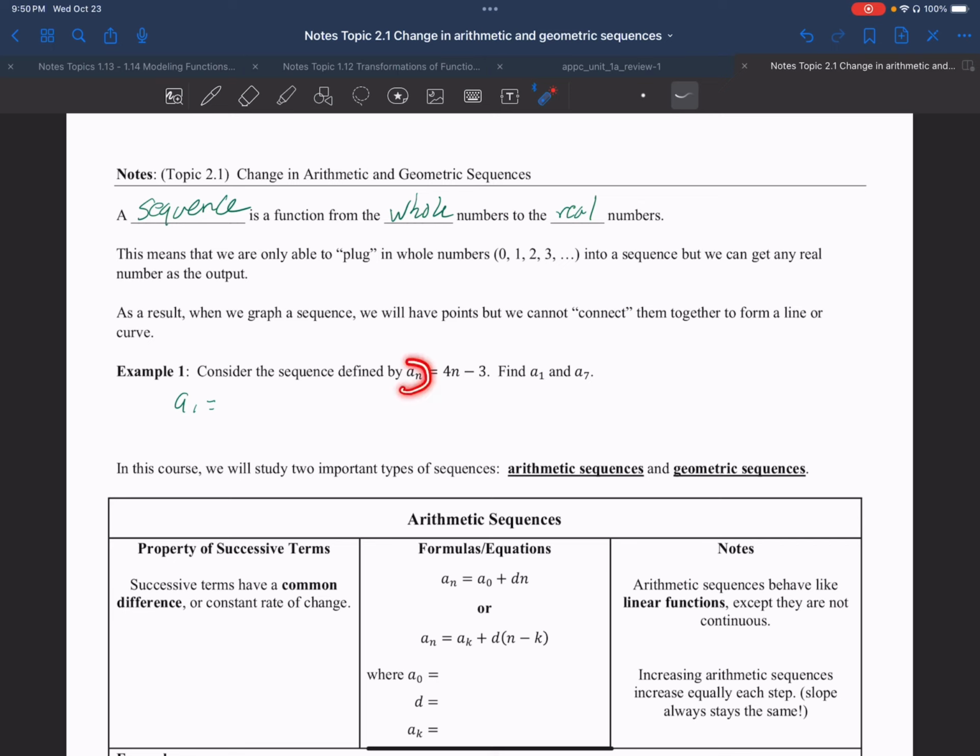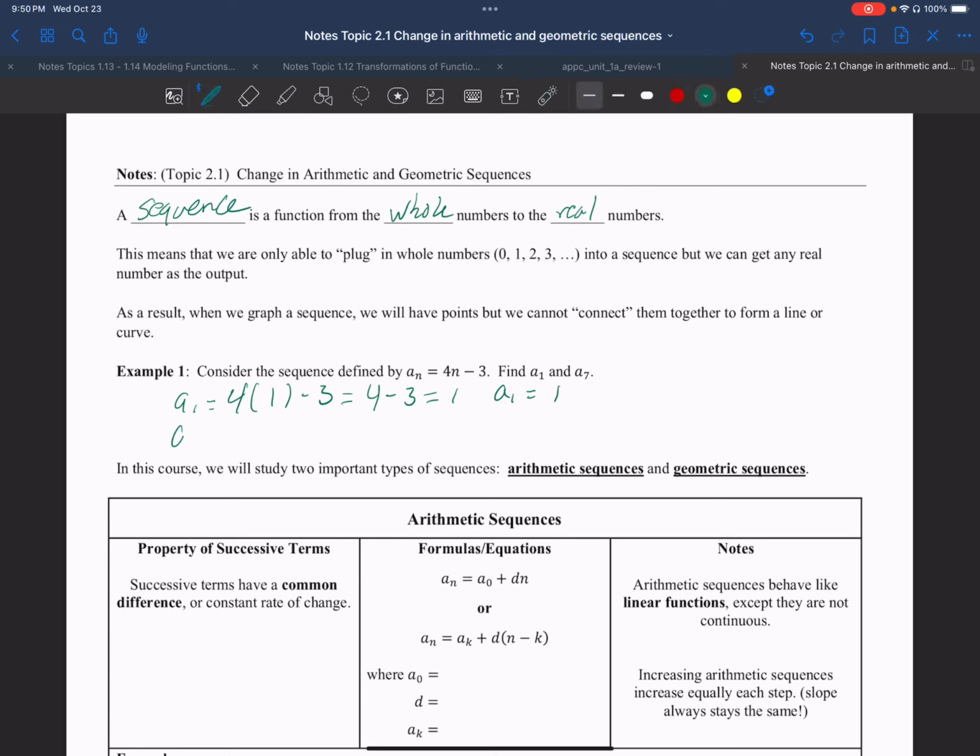So this n represents the input value, and then whatever answer you get from it will be your output value, or your a sub n. So here I'm looking for a sub 1, so I'm going to do 4 times 1 minus 3, which will be equal to 4 minus 3, which is equal to 1. So I'm going to say that a sub 1 is equal to 1, or I can say that the first term in the sequence, based on the subscript, is equal to 1.